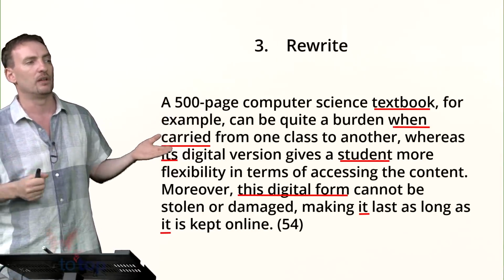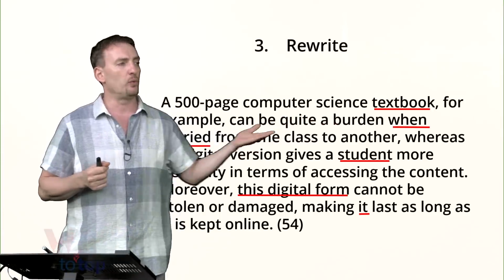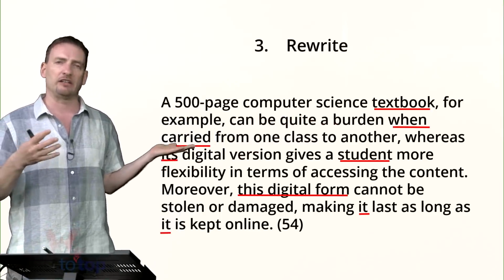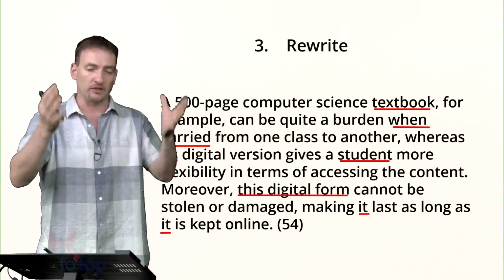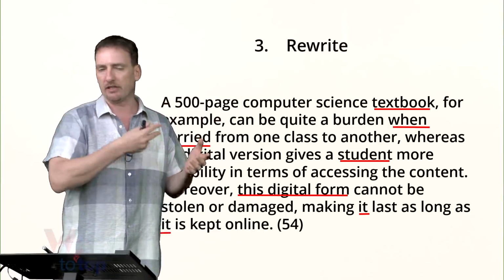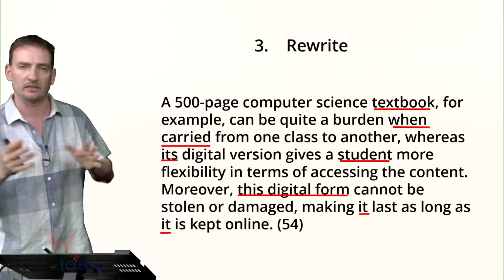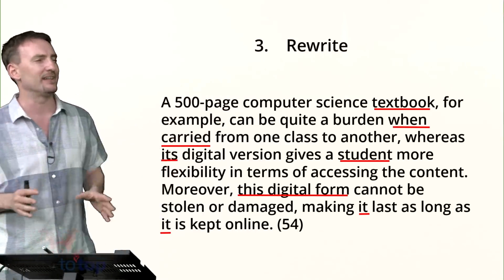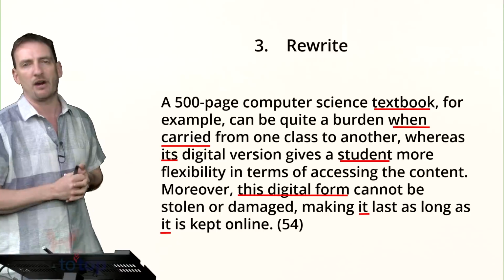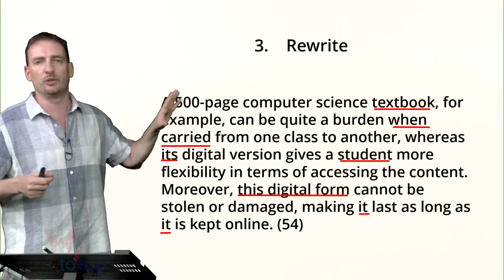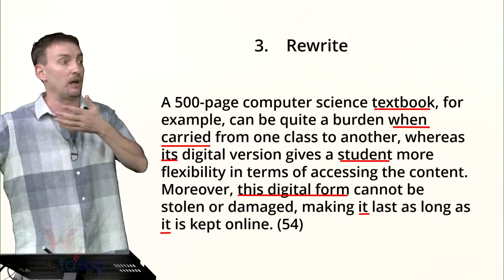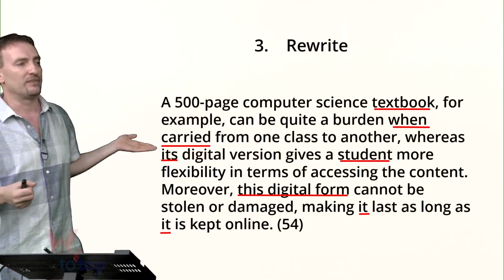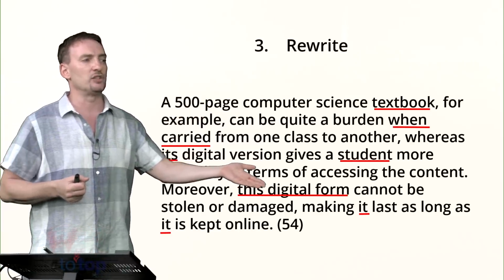So for example, "can be quite a burden when carried." When carried means when it is carried, and I reduced it. So I took the passive structure. I got rid of the subject and the be verb because I don't need it. Different video, don't worry, I'll explain it. And I have the participle here that includes the word student and book, when it is carried by the student, right? I have its, I have it, I have this digital form.